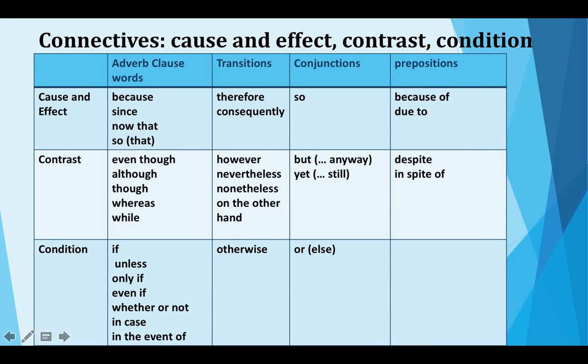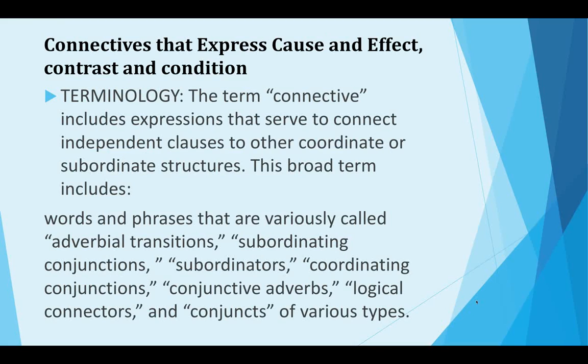We will start with this chart that shows connectives that express cause and effect, contrast and condition. As you can see, they were classified in adverb clause words, transitions, conjunctions, and prepositions. The term connective includes expressions that serve to connect independent clauses to other coordinate or subordinate structures. This broad term includes words and phrases that are variously called adverbial transitions, subordinating conjunctions, subordinators, coordinating conjunctions, conjunctive adverbs, logical connectors, and conjuncts of various types.